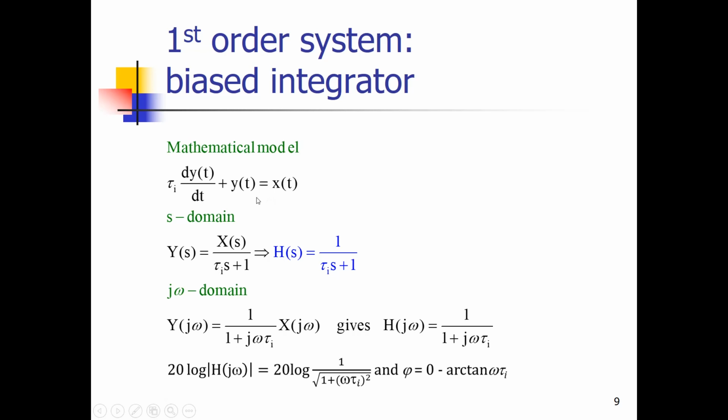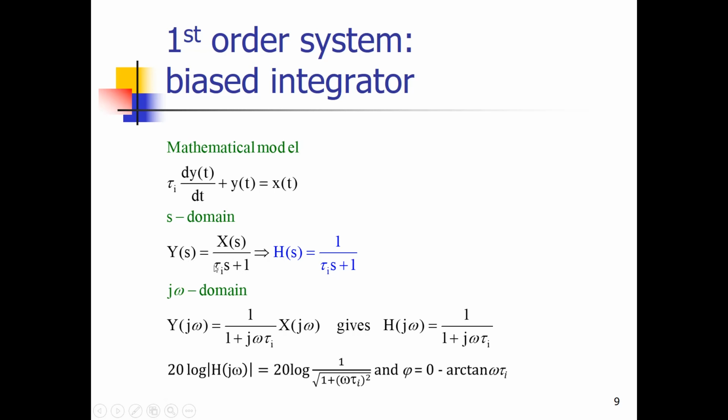When we go to the S domain, to a transfer function, we replace d/dt, the derivative, by s, and then we get tau I times s times y plus y is equal to x. So, in the S domain, y is equal to x divided by tau I times s plus 1.